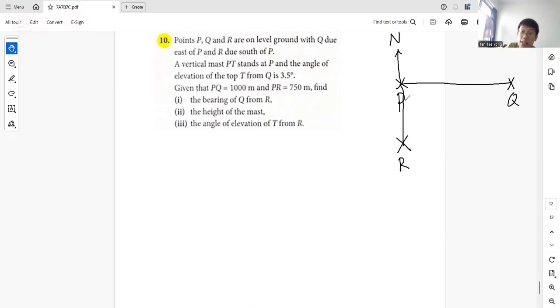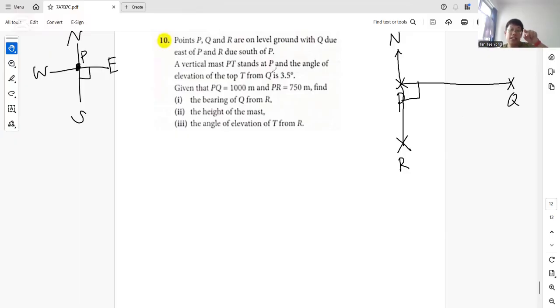Then, of course, this is 90 degrees. How come? Because the east and the south, right? Southeast, the whole angle there is 90 degrees, right? So this one, naughty elephant spray water, right? So 90 degrees here. So P is like here. This is P. Okay, then they say a vertical mast PT stands at P, right?